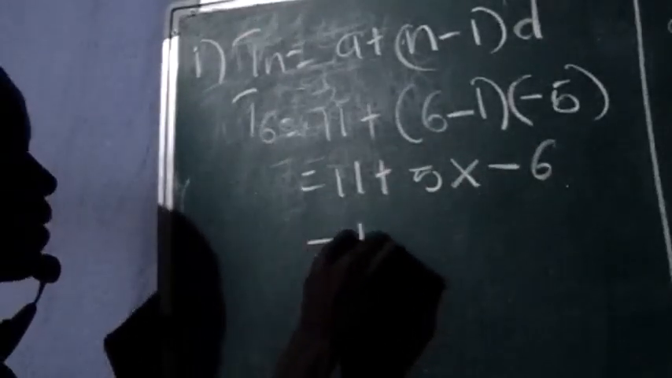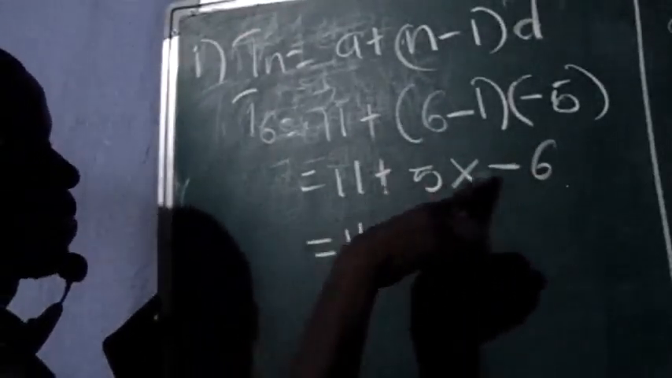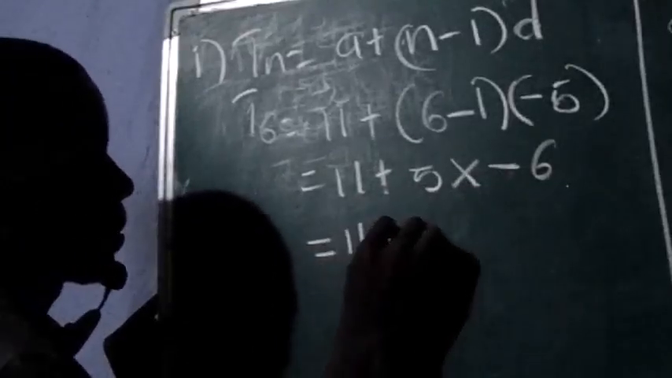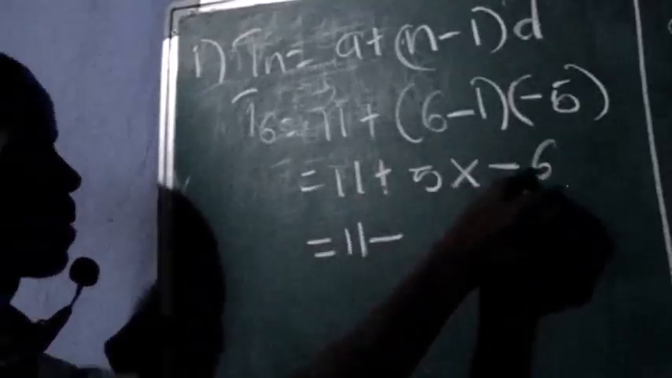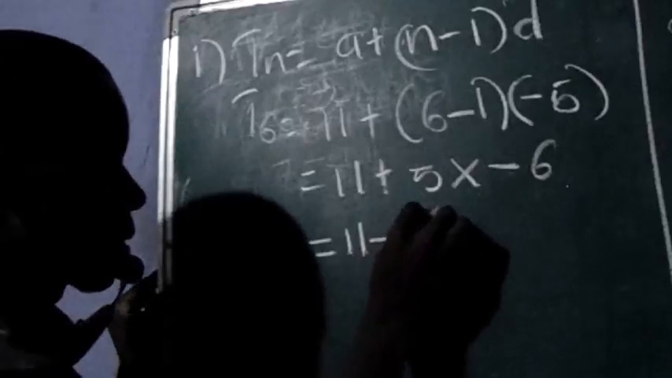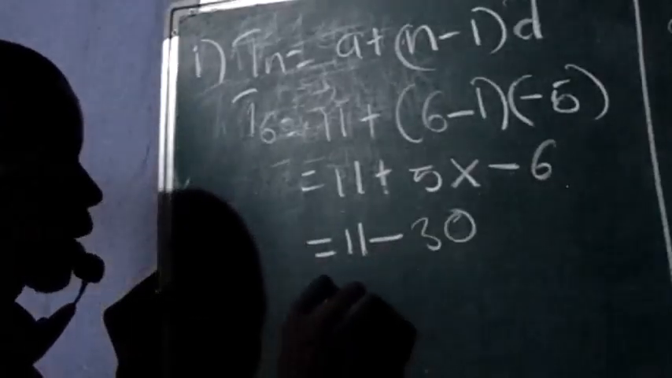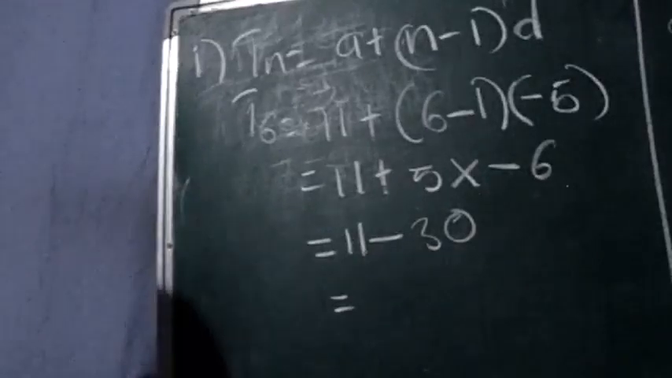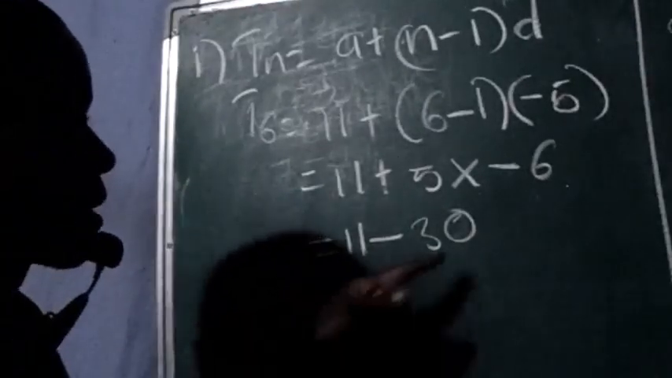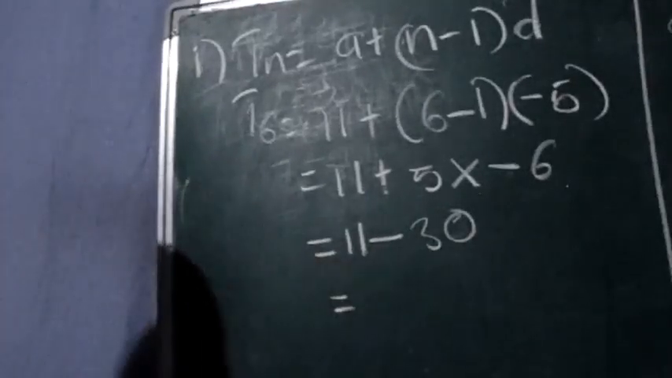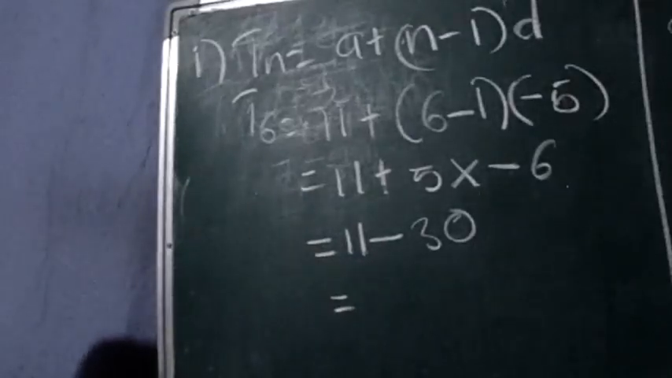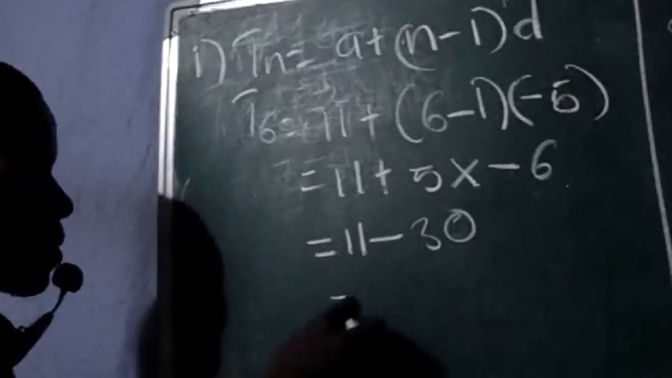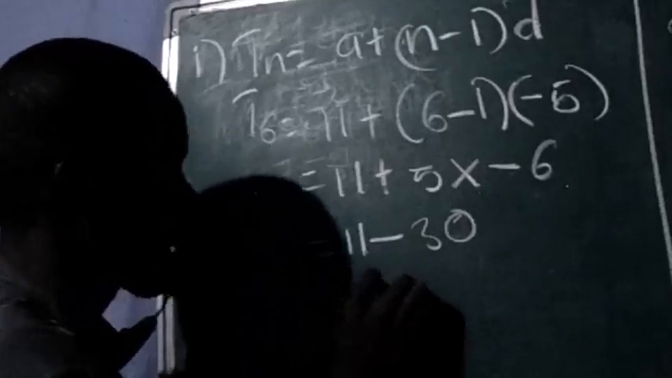So here we have now 11. Positive by negative, we have a minus. 5 times 6, we have 30. So for our final answer, we consider the signs. 11 is positive and 30 is negative. With different signs we subtract, and get the sign from the bigger number. So this is going to be negative.